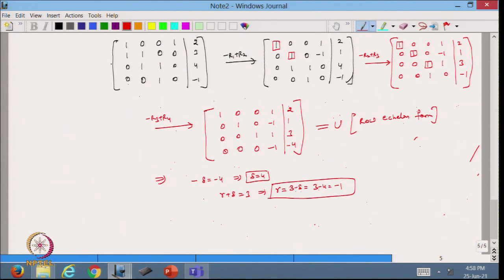Now from the second last equation, or the second equation, it will be beta minus delta is equal to 1. So that gives you beta is equal to 1 plus delta. So it is 1 plus delta is 4, so that is equal to 5. And from the first equation, it is alpha minus delta is equal to 2. So that gives me alpha is equal to 2 plus delta. So it is 2 plus 4, that is equal to 6.